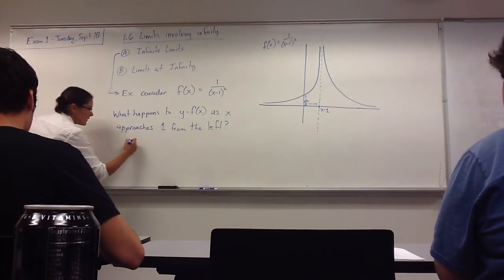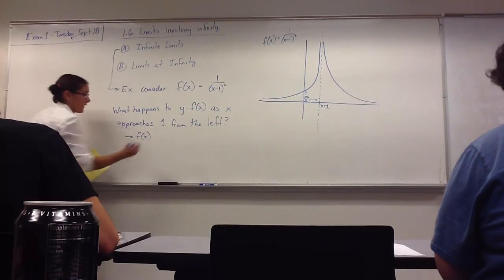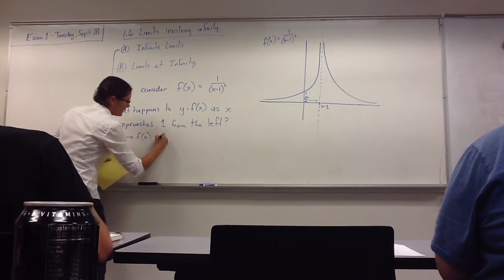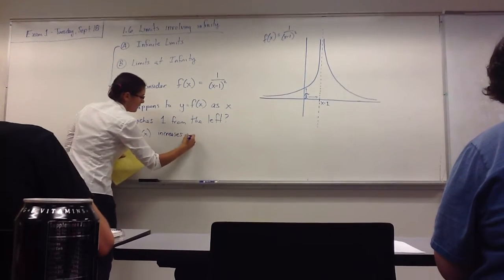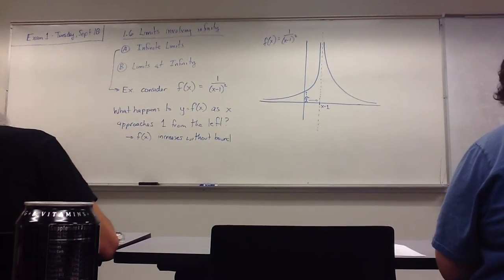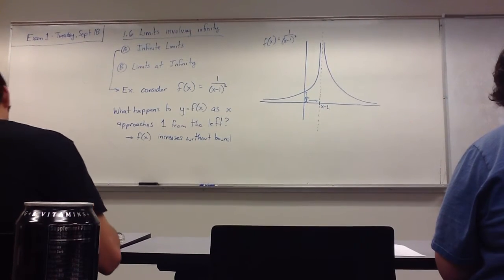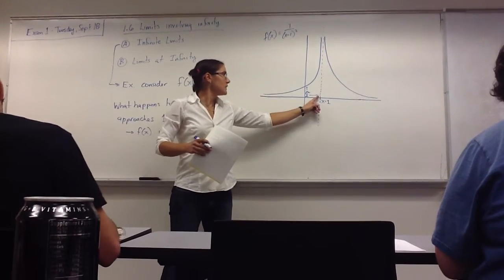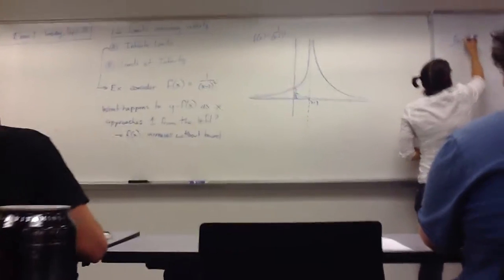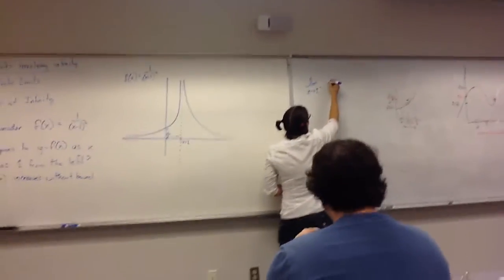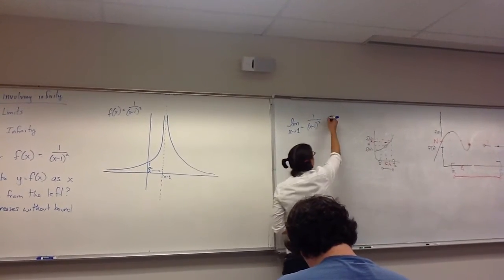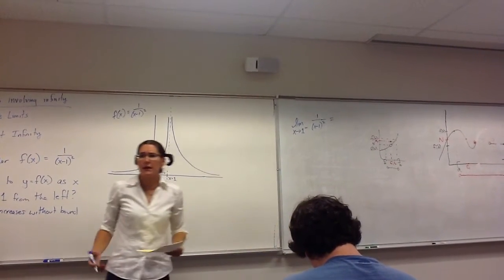And so the answer to this question is our function f of x increases without bound. Our y values are getting larger and larger and larger, and there's no stopping those y values. The closer that we walk towards x equal to 1, the larger those y values get. And so the way that we would write that is the limit as x approaches 1 from the left of 1 over x minus 1 squared is equal to infinity.